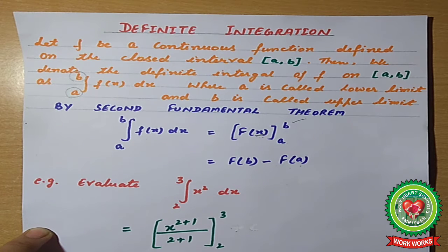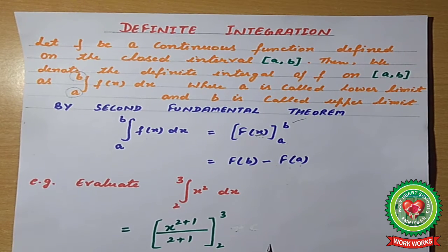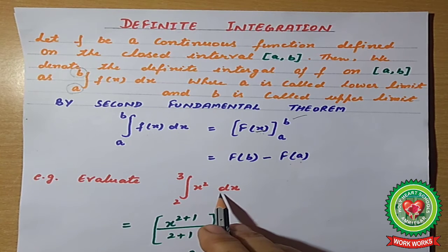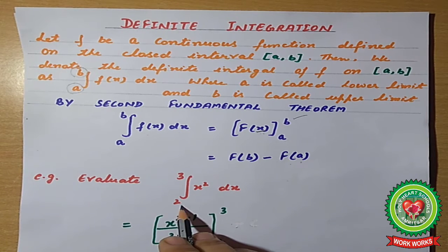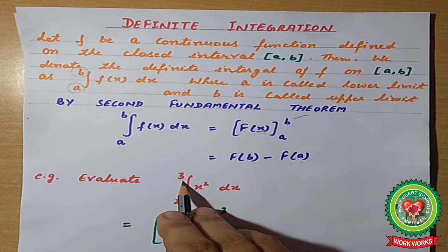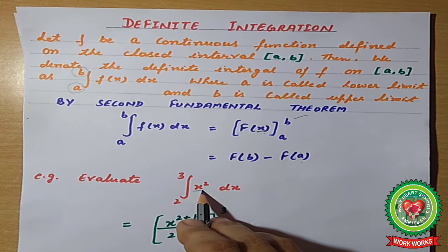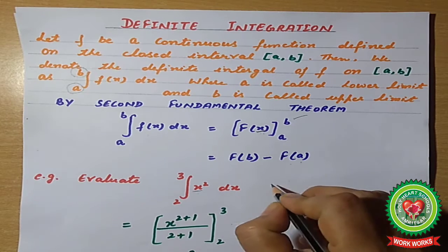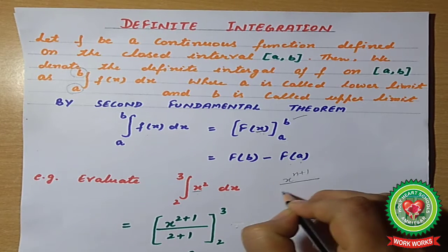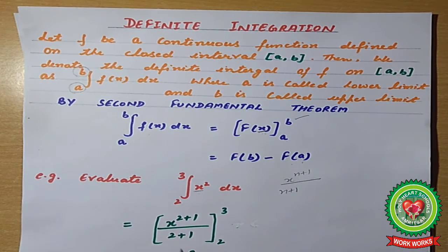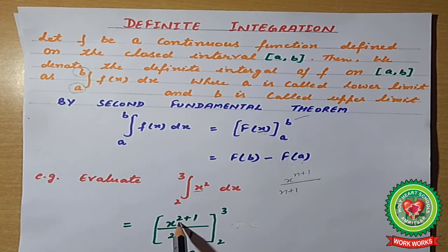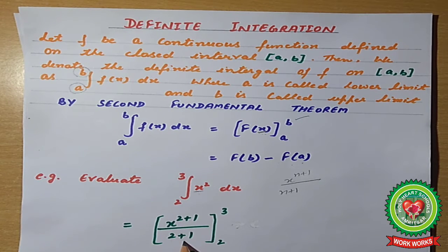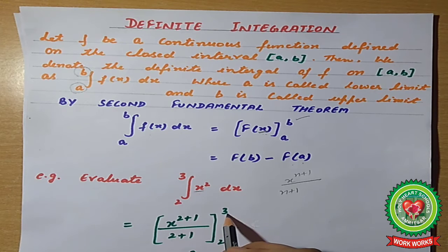I am taking one simple example here. Evaluate the integral of x square with respect to x for the limit 2 to 3. First of all, we will integrate x square. It's a simple algebraic integration. We will apply the formula: the integral of x raised to power n is x to the power n plus 1 divided by n plus 1. So x raised to power 2 plus 1 divided by 2 plus 1, and the limit 2 to 3 as it is.